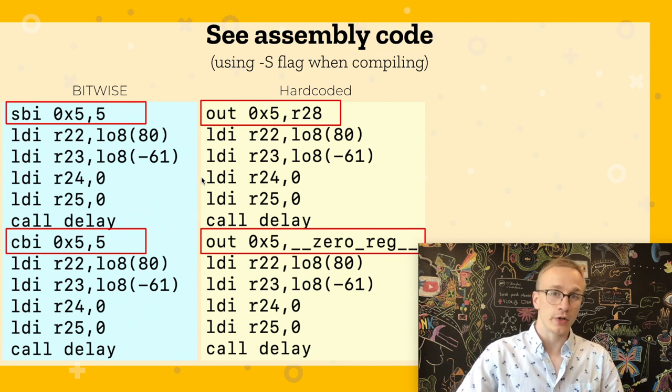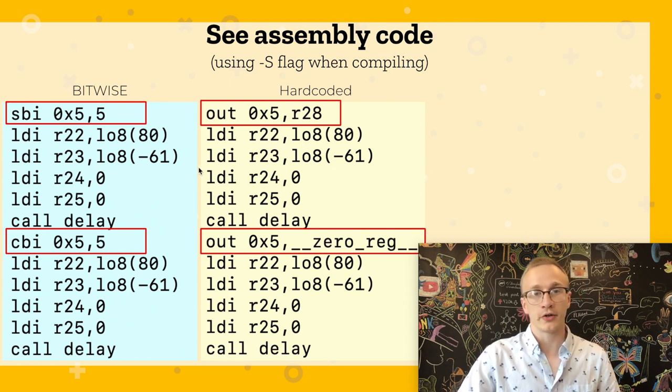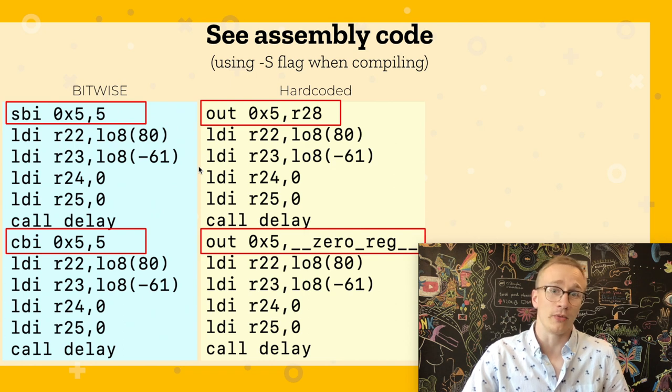The important thing is that even though we wrote very different looking code, the compiler generates almost identical assembly, and it runs almost exactly the same.